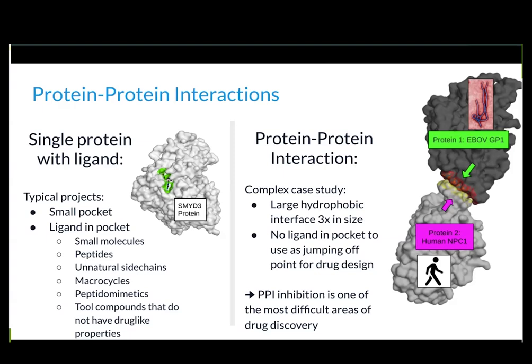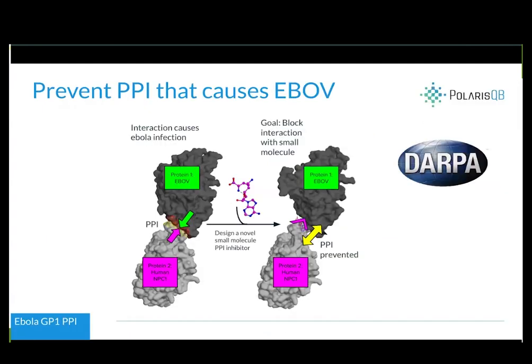So we wanted to expand our system so that we can use the quantum annealing computer to design small molecules that inhibit protein-protein interactions. So here's a way to visualize what we're trying to do. Here's the interaction that causes the Ebola infection. We want to design a small molecule that can get in the way of these two proteins interacting.